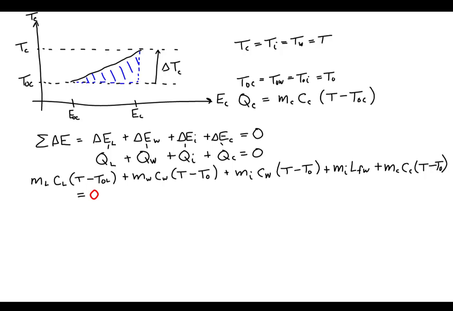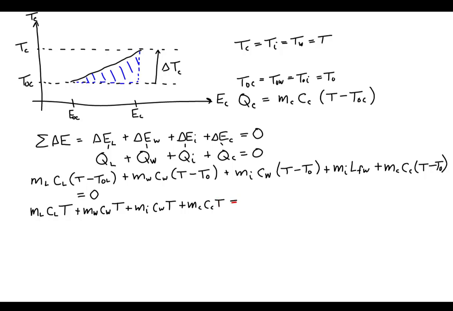So our goal is to find the final temperature of the system. So let's isolate T by grouping terms and putting them on one side of the equality. So we have the mass of the lead, specific heat of the lead, times final temperature, plus mass of the water, specific heat of water, times the final temperature, plus the mass of the ice, specific heat of water, times the final temperature, plus the mass of the calorimeter, specific heat of the calorimeter, times final temperature. That's the left side of the equality.